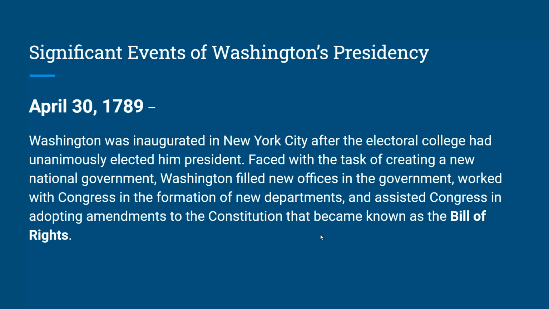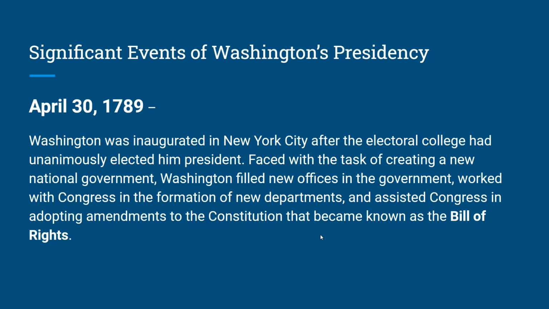They had to have a second ballot for vice president, and generally at that time the runner-up, the second place finisher, would automatically be vice president. Of course, the first vice president is John Adams, and so Washington, after being sworn in, is going to appoint people to new offices in the government.